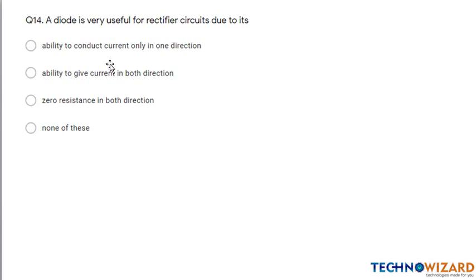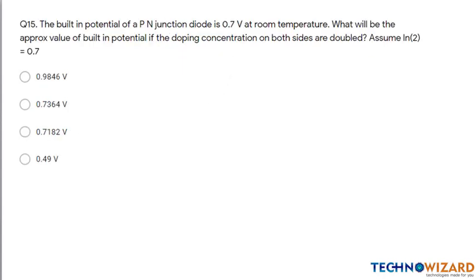Question number 14, very easy question. A diode is very useful for rectifier circuits due to its ability to conduct current only in one direction. We know that diode current flows only in one direction. Option A is the correct answer.